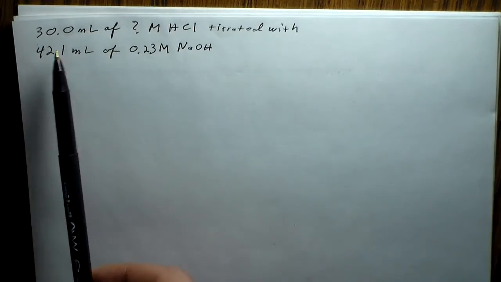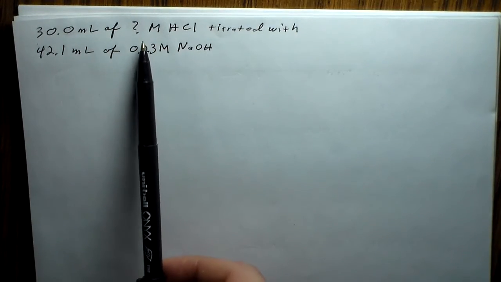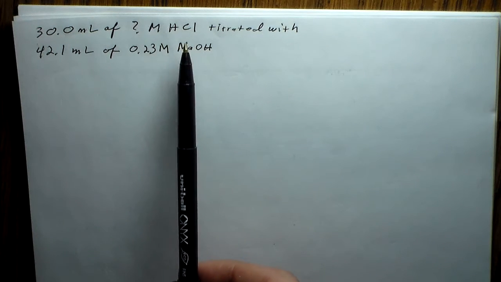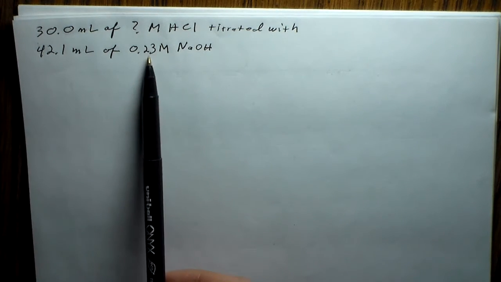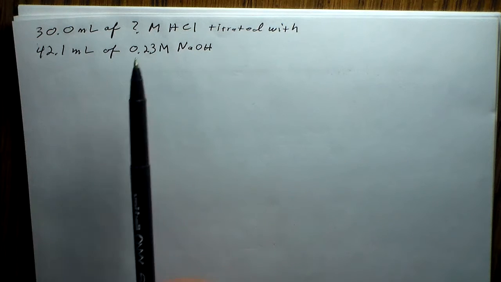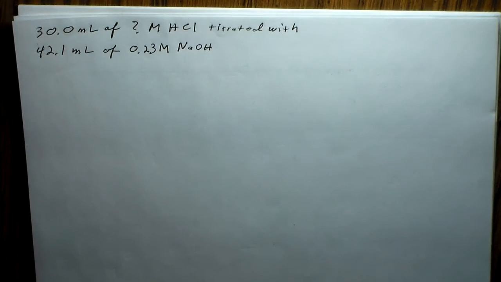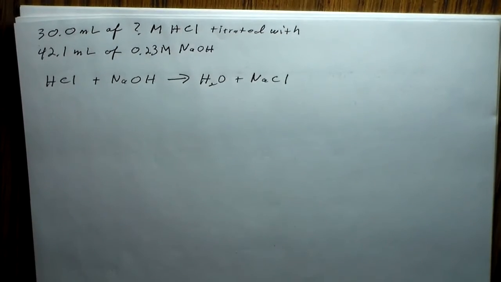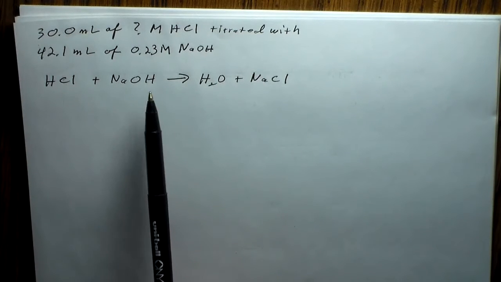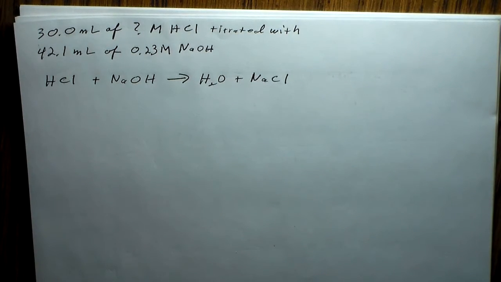So in this example, we're titrating 30 milliliters of unknown concentration of hydrochloric acid. And we're using here 0.23 molar sodium hydroxide, and it takes 42.1 milliliters of this to completely neutralize the hydrochloric acid. So before we start, we want to write down the equation, what is actually happening, just to make sure that we have all our stoichiometric ratios correct. So we've seen this reaction before. Hydrochloric acid plus sodium hydroxide gives us water and sodium chloride.